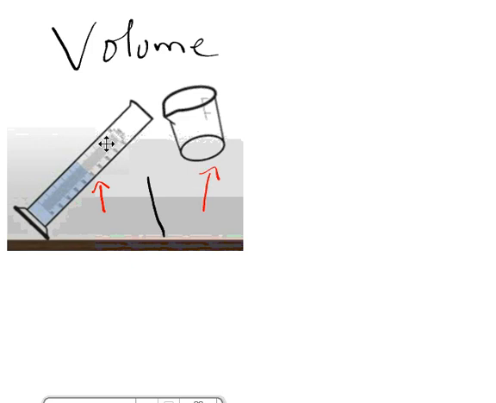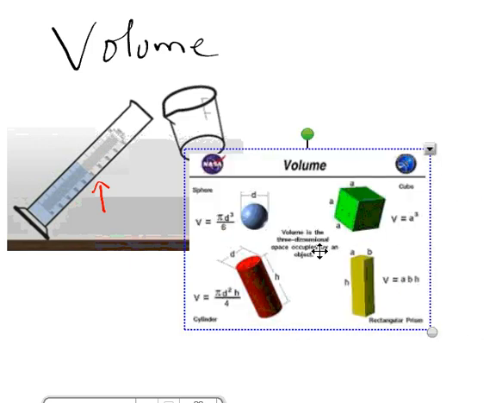All right. For solids, we can either drop them into a graduated cylinder and measure the volume change, or we can use any of a number of formulas to determine how much space something is taking up. So the volume of a sphere here is pi times the diameter cubed over 6. Volume of a cube is probably easier. It's just the length times the length times the length.